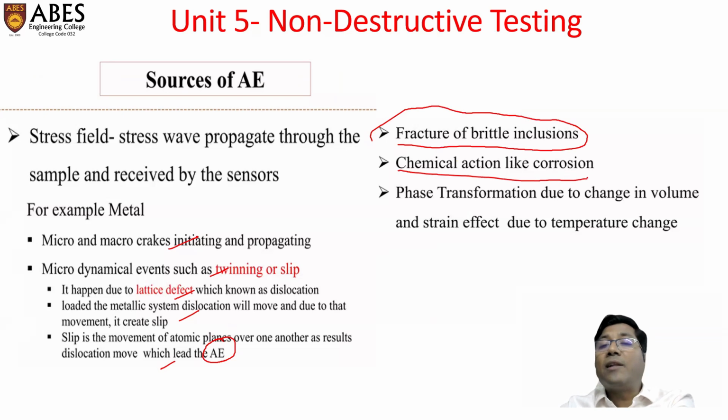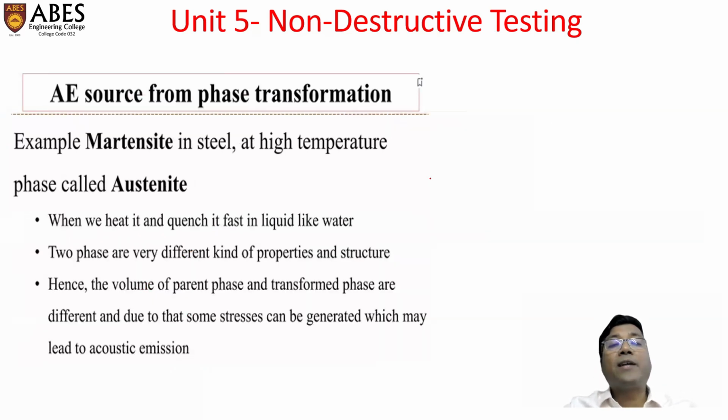Fracture or brittle inclusions, chemical actions like corrosion can also emit acoustic emission. Phase transformation due to change in volume and strain effect due to temperature change can also be a source. A source for phase transformation is martensite in steel; at high temperature, a phase called austenite is obtained. This we have already seen. When we heat it and quench it fast in liquid like water, there would be a vast emission of acoustic emission. The two phases are very different in property and structure, hence the volume of parent phase and transformed phase are different, and due to that some stresses can be generated which may lead to acoustic emission, and subsequently we can measure the emission through the setup, transducers and pre-filters and filters and screens.